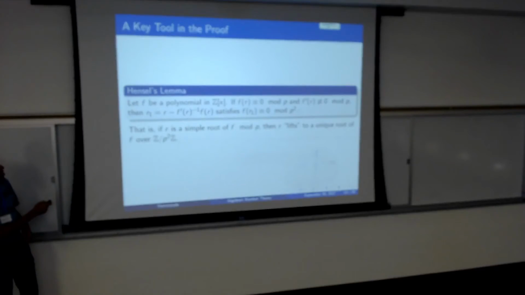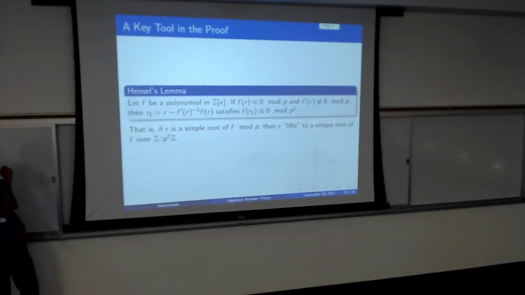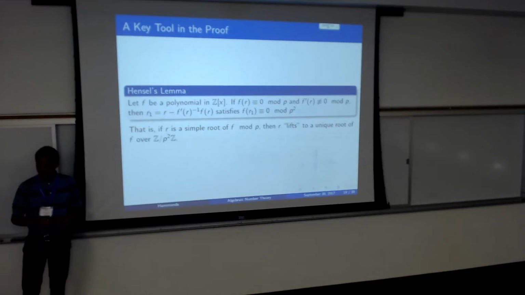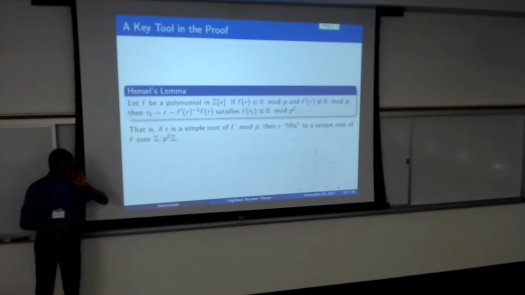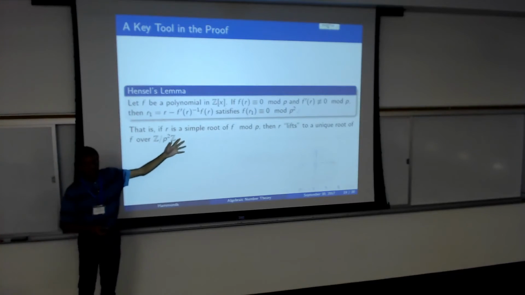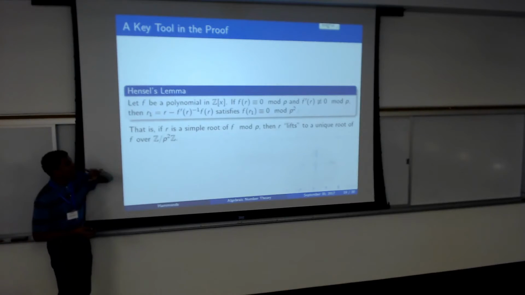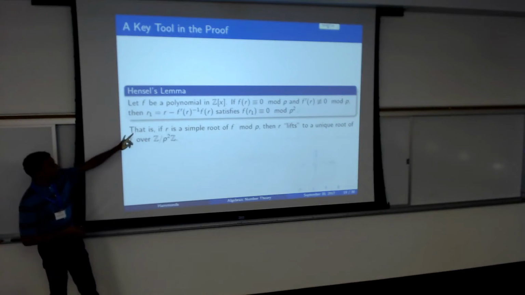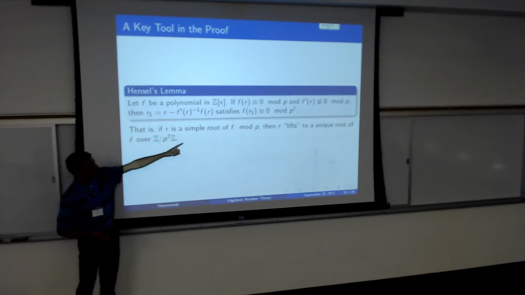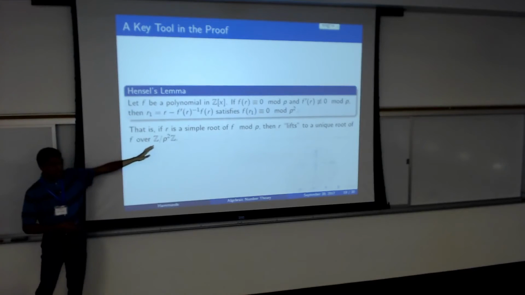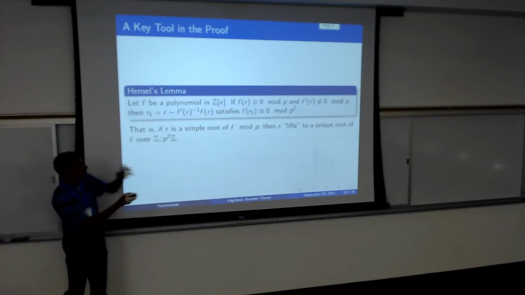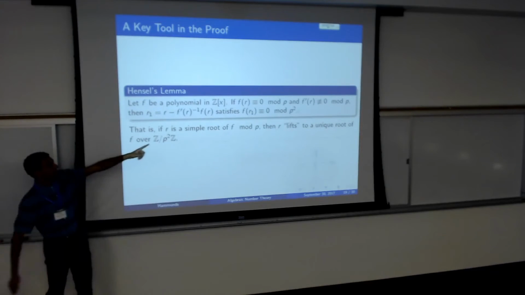I'm not going to go into too many details about the proof, but I should note that the main thing the proof uses is Hensel's lemma. If f is a polynomial in Z adjoint x, and I tell you that f of r is 0 mod p, so I give you some root mod p, and I tell you that the derivative is non-zero, then you can guarantee a unique root mod p squared. That is, if r is a root of multiplicity 1, then r lifts to a unique root over Z mod p squared. The reason is that the derivative is non-zero.